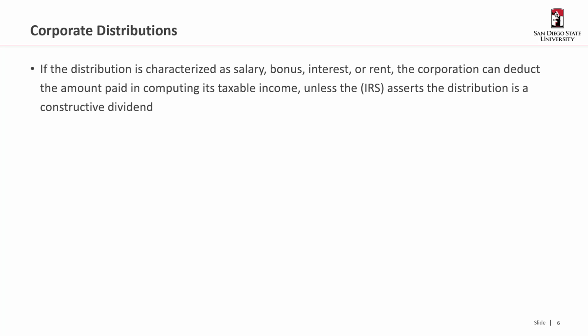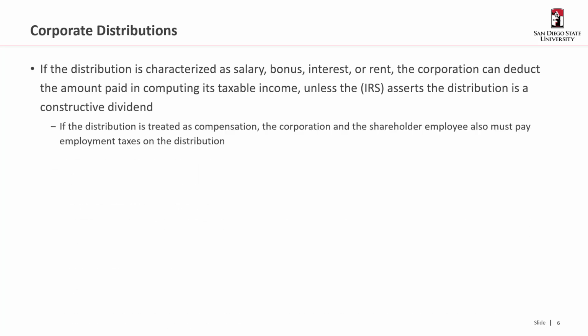But if that distribution really looks and feels like a dividend, then the IRS is going to try to assert that that's a dividend. So examples that we've run into are things like overstating the amount of salary that you're paying a shareholder, right? So, of course, we know now that if the distribution is treated as compensation, both the corporation and the shareholder pay employment taxes on that distribution. And given the current rates of employment taxes, that can be brutal.